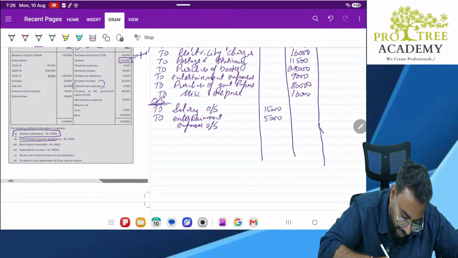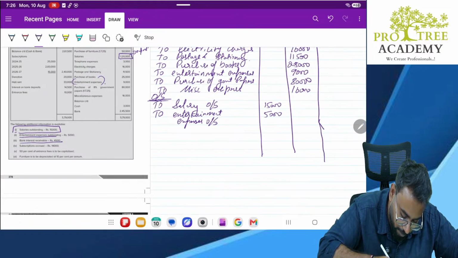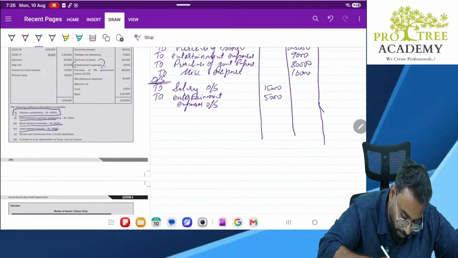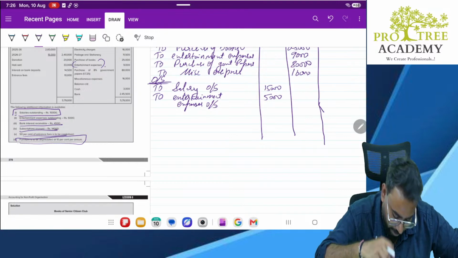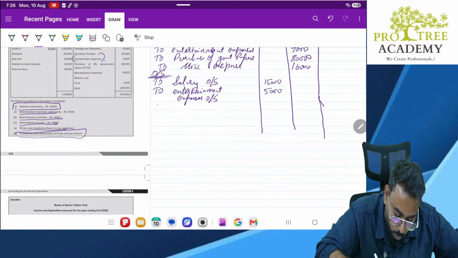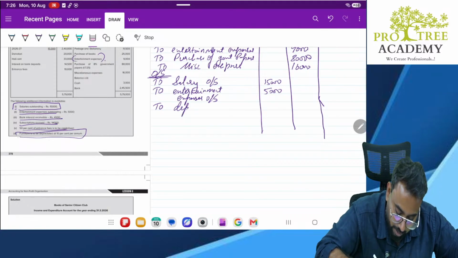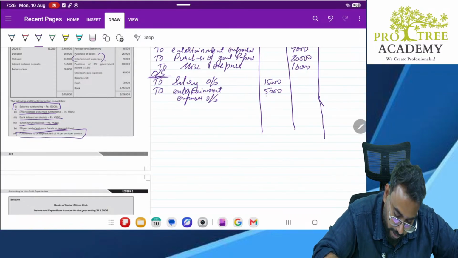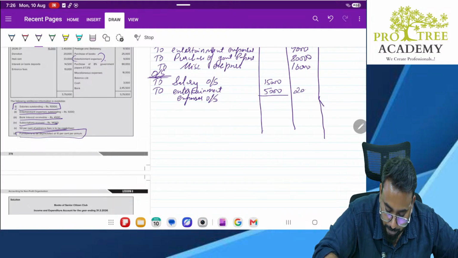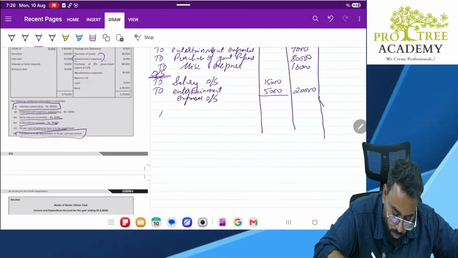Then bank interest receivable is the income, leave it. Subscription accrued, leave it. 50% of entrance fees capitalized, leave it. Furniture to be depreciated at 10%. Yes. Now, I told you, depreciation will come in income and expenditure account. To depreciation. Okay, leave one line here because this is not part of outstanding expenditure. So this will be total 20,000 to depreciation.